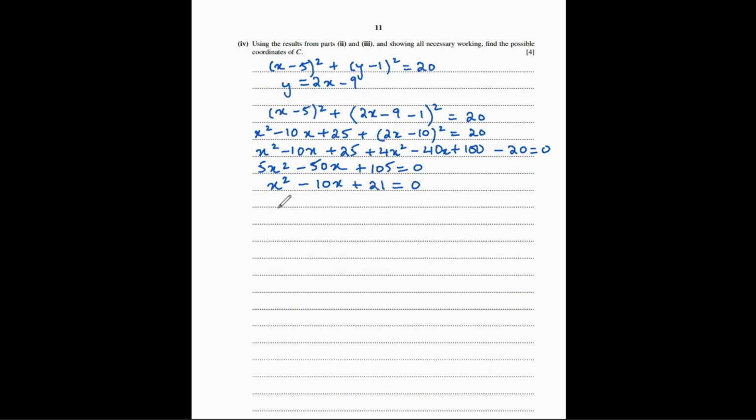Now we factorize this quadratic equation. X squared minus 7x minus 3x plus 21 equals to 0. X bracket x minus 7 minus 3 bracket x minus 7 equals to 0. X minus 7 bracket x minus 3 equals to 0. One value of x is 7 and the other is 3.